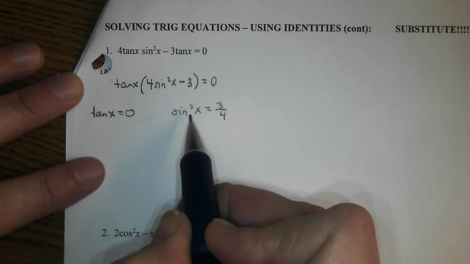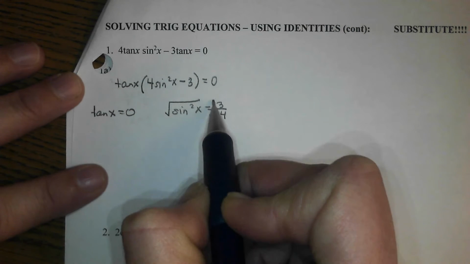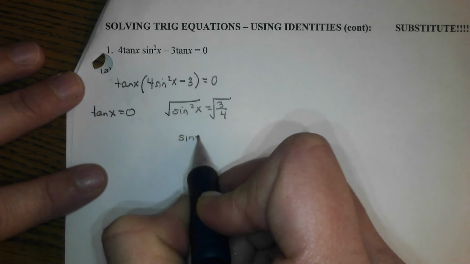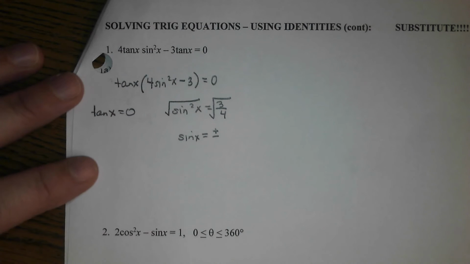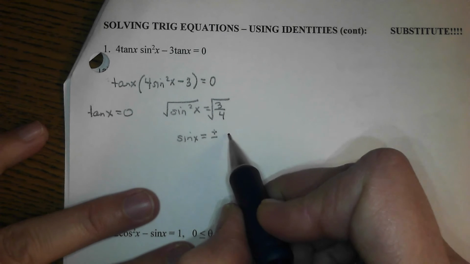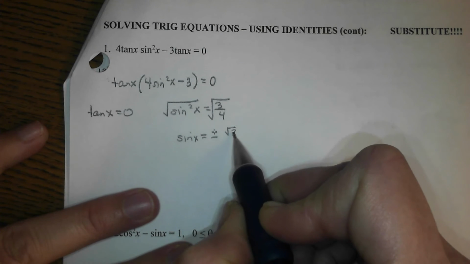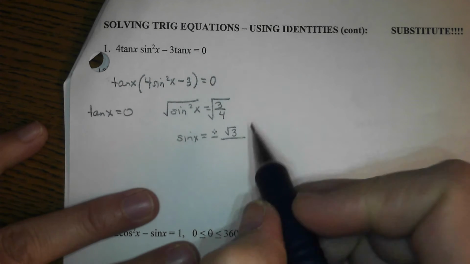This one just needs to be taken a step further because I got to get sine all by itself. But how do you undo a square? Square root. So just be careful on this. When you take the square root of anything on both sides, you have to remember plus or minus. By the way, that immediately tells me that all 4 quadrants are going to get touched here. 2 for the positive and 2 for the negative. And then when you take the square root of a fraction, you do the square root of the numerator, which has to stay root 3, and the square root of the denominator, which is 2.